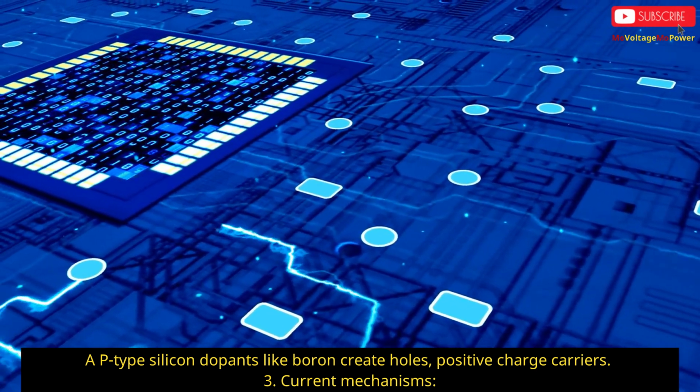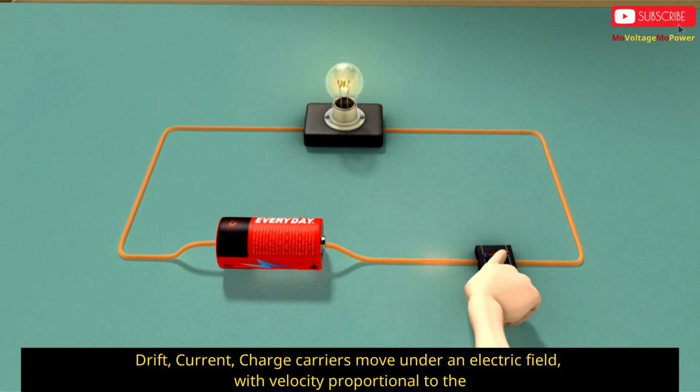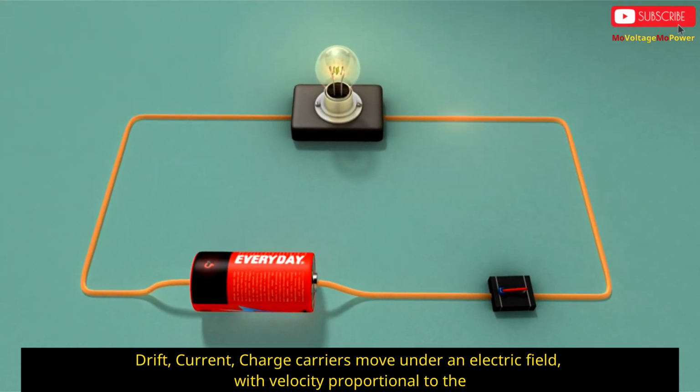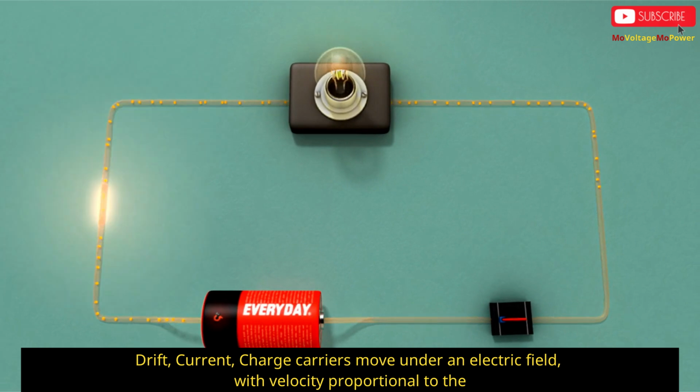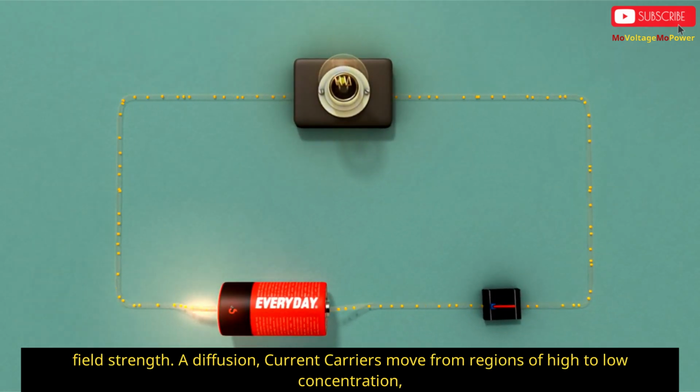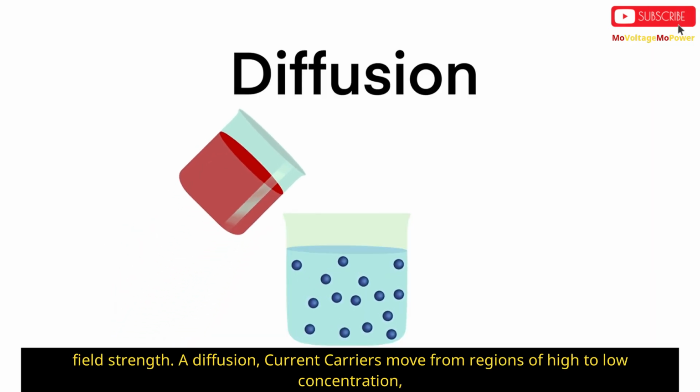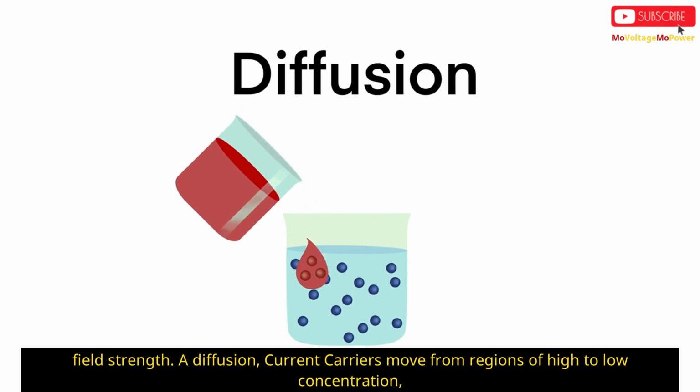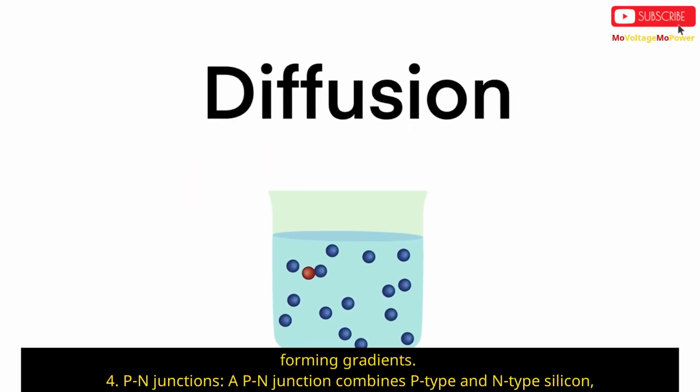3. Current mechanisms. Drift current. Charge carriers move under an electric field, with velocity proportional to the field strength. Diffusion current. Carriers move from regions of high to low concentration, forming gradients.